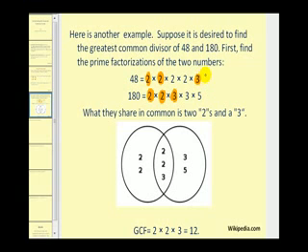That would be 12. Another way to look at this is with a Venn diagram where this represents 48 and this represents 180. And you can see that the overlap, or they share the prime factors of 2 times 2 times 3, which again is equal to 12. Let's go and try a few of our own now.